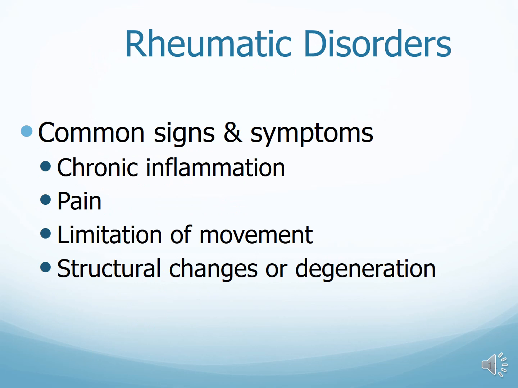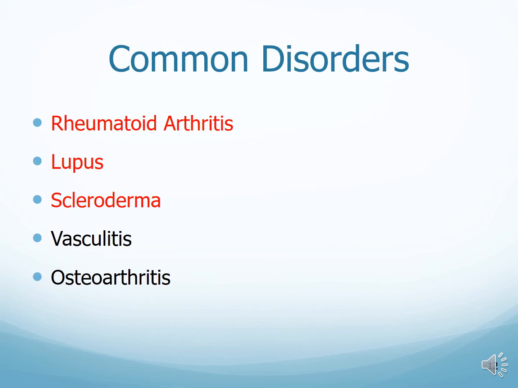So some common signs and symptoms would be chronic inflammation, the joint is angry, it's upset. There's going to be pain, your client is going to complain of some pain. Limitation of movement, where they are not going to be able to flex, bend, they will not have proper range of motion. And then there will be structural changes or degeneration. And again, these are things that you will see on an x-ray. So the common disorders are rheumatoid arthritis, RA, lupus, scleroderma. These are all the ones that we are going to be talking about today, in addition to osteoarthritis, and then there is vasculitis.